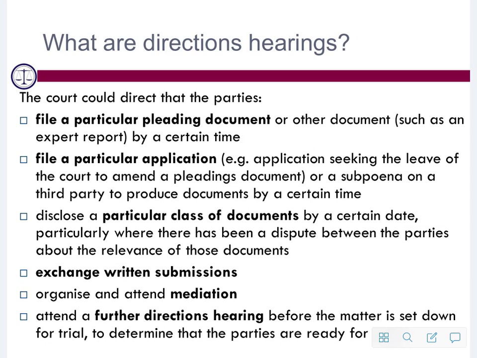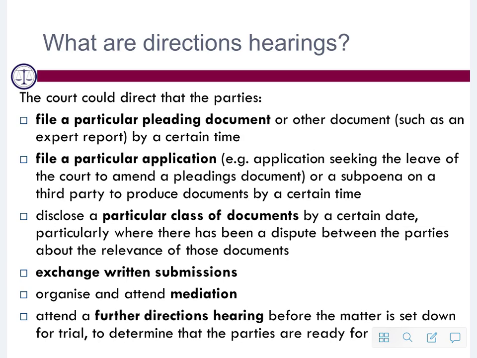The court could direct the parties to file particular pleading documents or other documents such as an expert report by a specific time, or file a particular application, such as an application seeking leave of the court to amend a pleadings document. The court could also choose to direct one of the parties to disclose a particular class of document. This might occur where there's been a dispute between the two parties about the relevance of a certain type of document, and the court could tell one party, you've got to disclose each of these documents by a certain time.